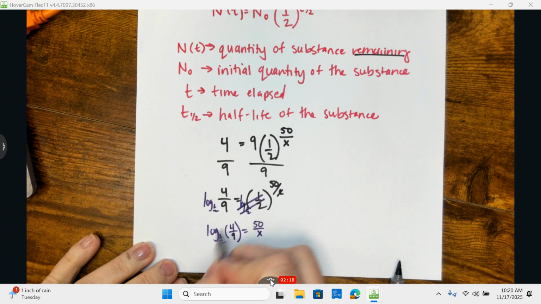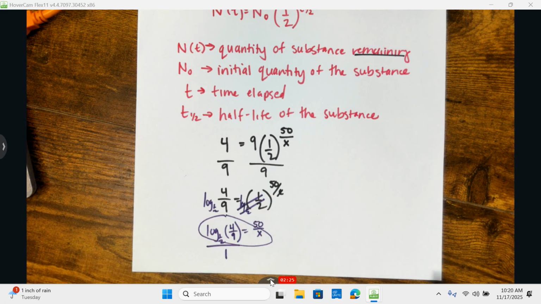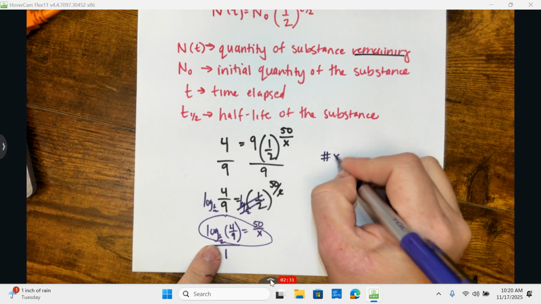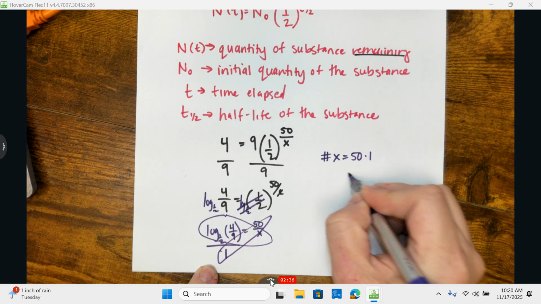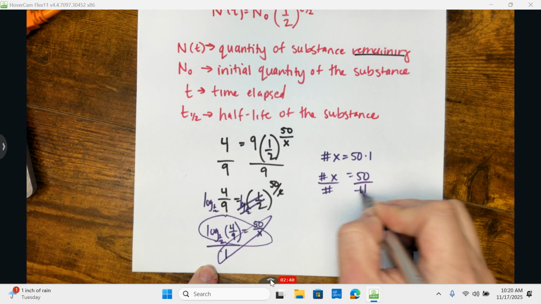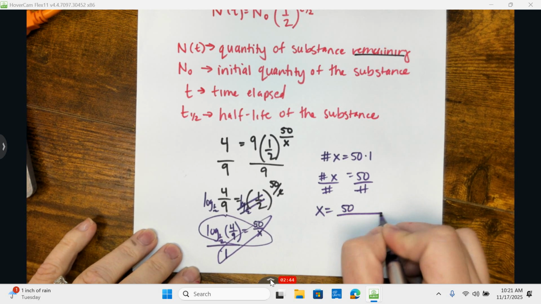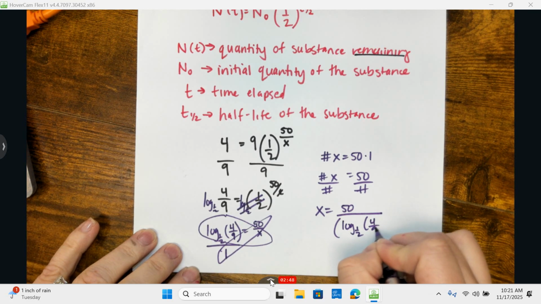Now, how do we go about solving this? Well, think of this quantity over 1. So right now I can cross multiply. I can take X times this quantity, and for the purpose of not writing this twice, I'm just going to make this into a hash mark. So I have hash mark times X equals 50 times 1. So 50 equals hash mark times X, divide by that hash mark, and you're like, what is a hash mark? That's this quantity right here. So X equals 50 divided by log base 1/2 of 4/9.